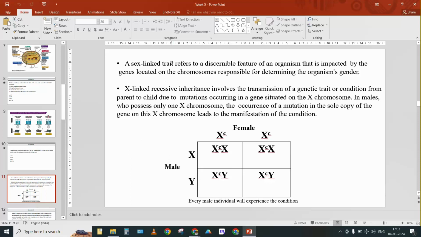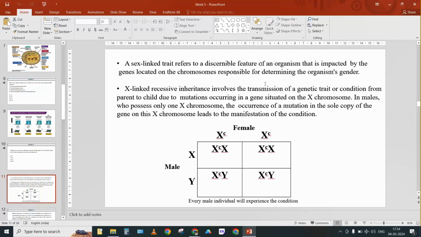A sex-linked trait refers to a discernible feature of an organism that is impacted by the genes located on the chromosomes responsible for determining the organism's gender. So X-linked recessive inheritance involves the transmission of a genetic trait or condition from parent to child due to a mutation occurring in a gene situated on the X chromosome. In males, who possess only one X chromosome, a mutation in the sole copy of the gene on the X chromosome leads to the manifestation of the condition.